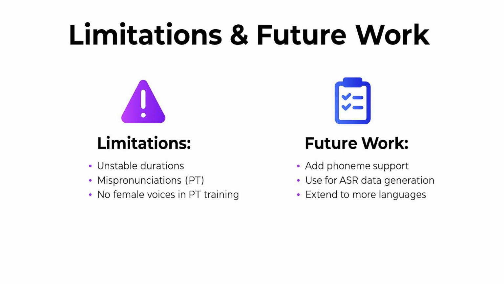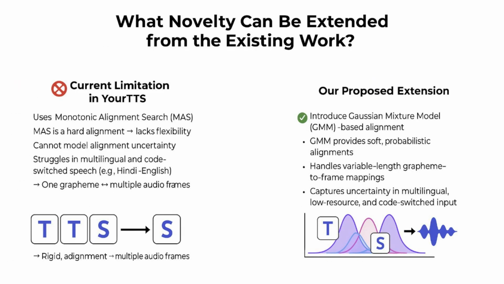So basically timing, pronunciation and coverage, each has a concrete fix, and we are executing on them in our future work. So now what we are suggesting is our extension, that is a GMM alignment, or basically Gaussian mixture models. So why do we need it?